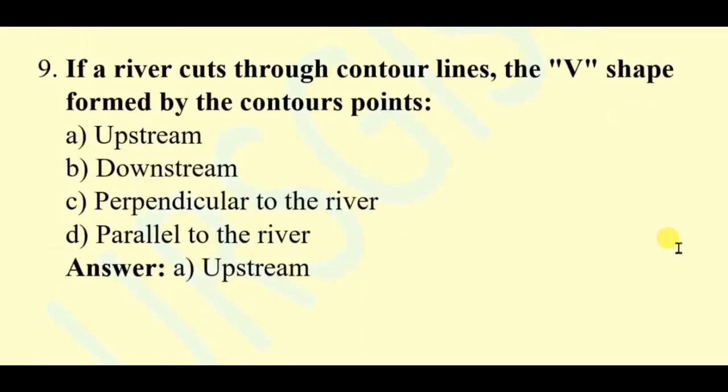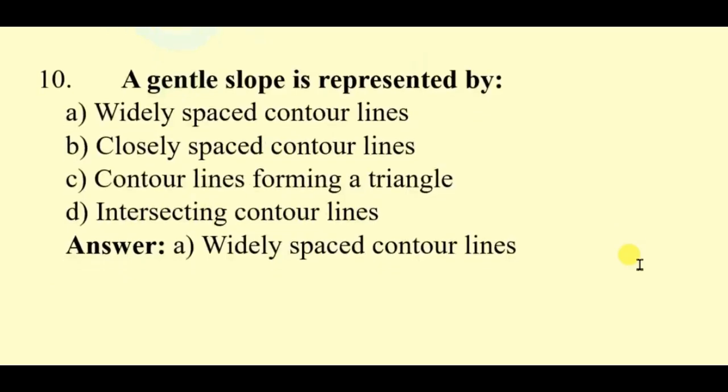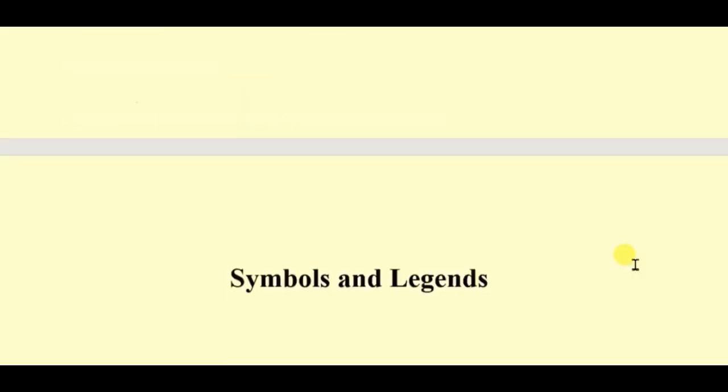Question number 9. If a river cuts through contour lines, the V shape formed by the contours points upstream, downstream, perpendicular to the river, parallel to the river. Here the right answer will be upstream. Question number 10. A gentle slope is represented by widely spaced contour lines, closely spaced contour lines, forming a triangle, intersecting contour lines. Here the right answer will be widely spaced contour lines.